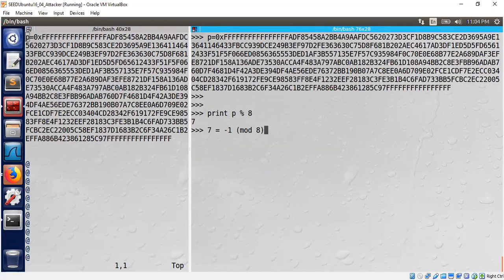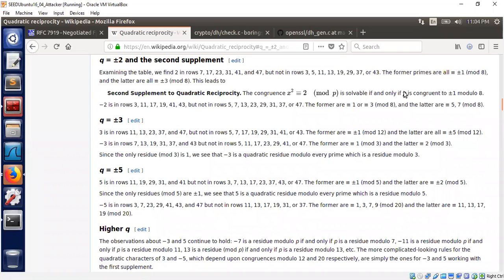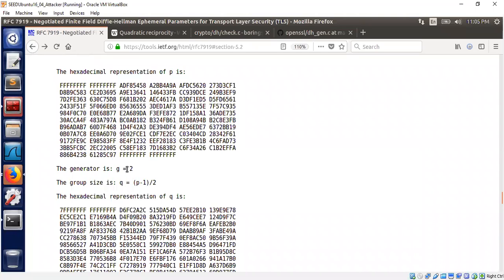What it means is that our prime P satisfies this part of the theorem. It says P is congruent to plus or minus 1 mod 8, right? P is, in our case, congruent to plus or minus 1 mod 8. That means 2 is indeed a quadratic residue, right? If 2 is a quadratic residue, we know for sure 2 will generate a subgroup of order Q. So we are done, in the sense that we confirmed that this 2 will definitely generate a subgroup of order Q. Now let's get back to the OpenSSL context.